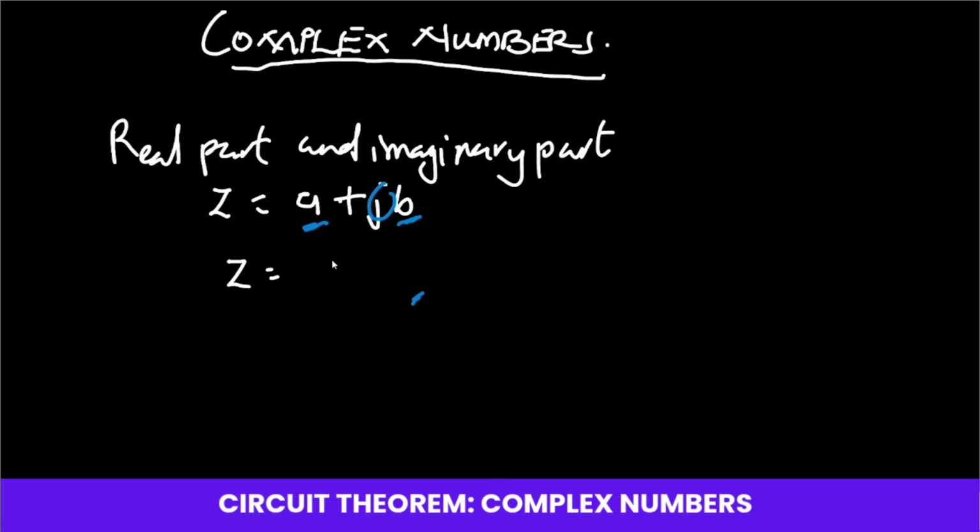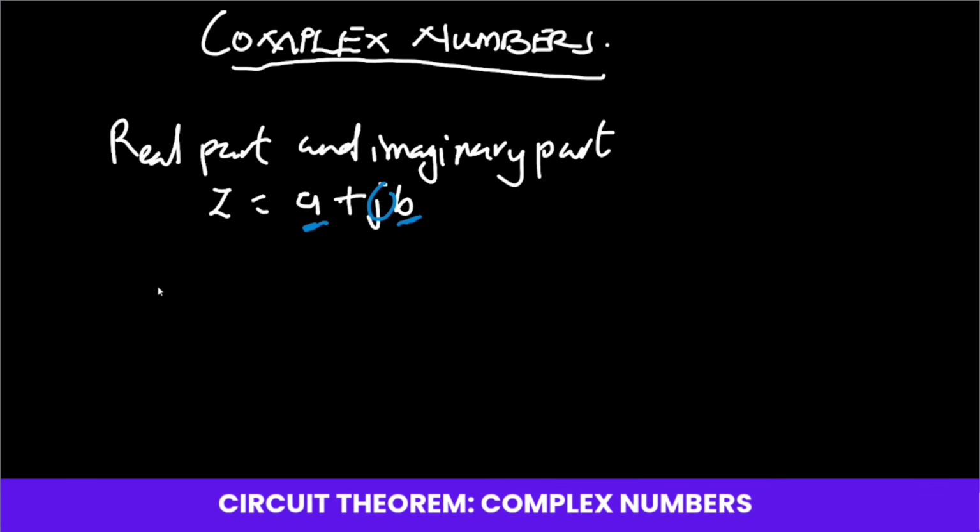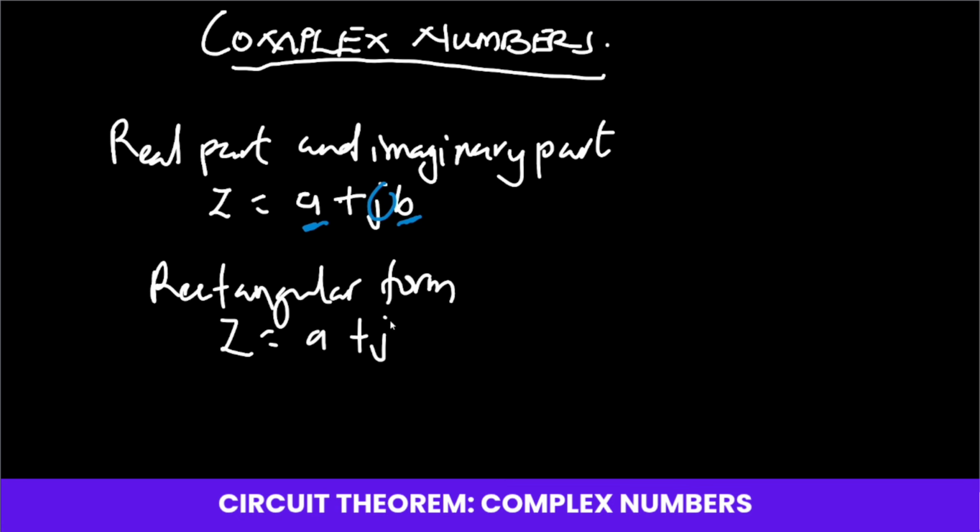Now let's talk about the forms in which you can represent complex numbers. Complex numbers can be represented in three forms. First, we are going to talk about the rectangular form. In rectangular form, we have z is equal to a plus jb, where a is the real part and b is the imaginary part. So let's say in values, z is equal to 5 plus j3.